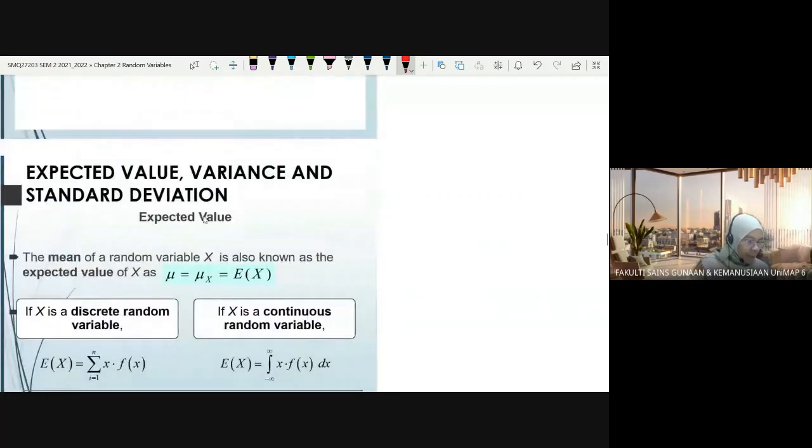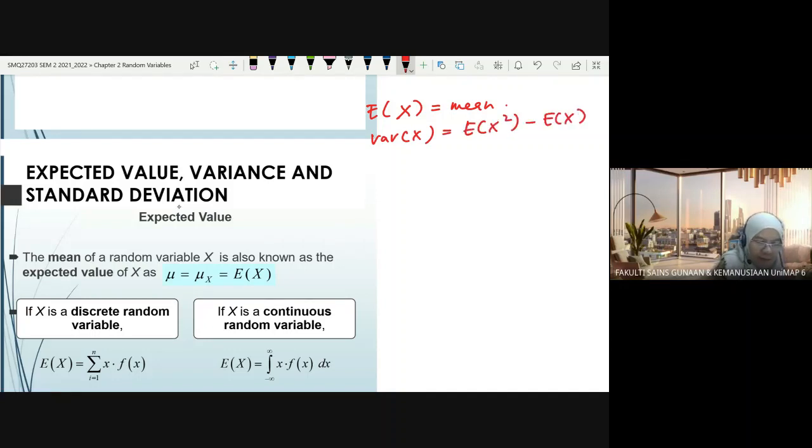As in our discrete random variable topic last time, if x is discrete, we can find the expected value of x. That will be the mean. And we can find the variance of x by finding the expected value of x squared minus the expected value of x, the whole thing squared. We are going to repeat this again, but now following the continuous random variable way.